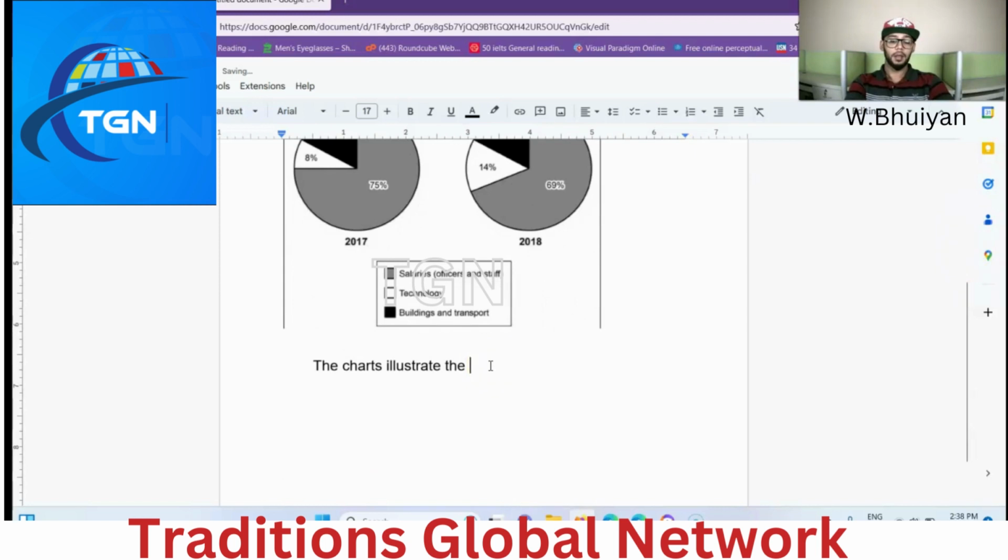The police budget and how the money was spent in a particular part of England from 2017 to 2018.